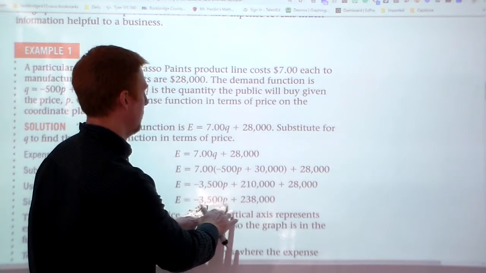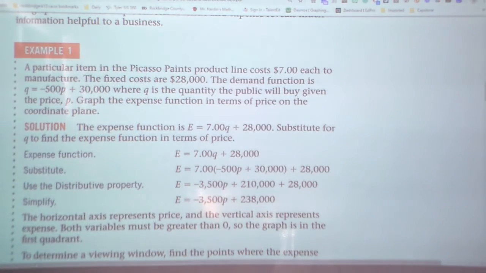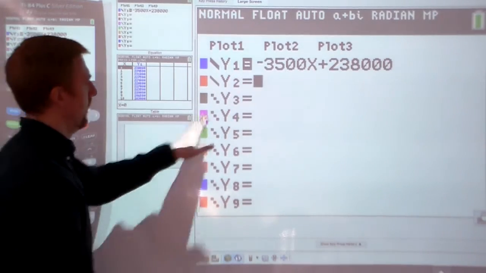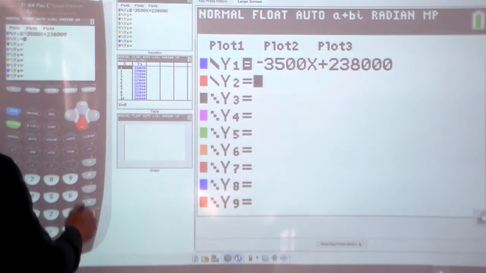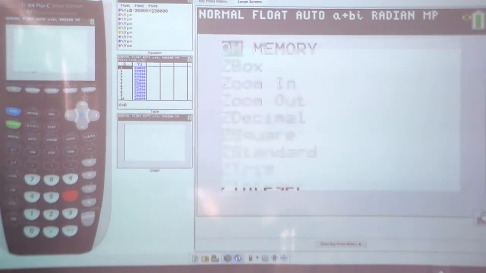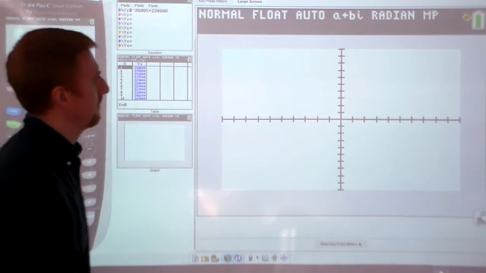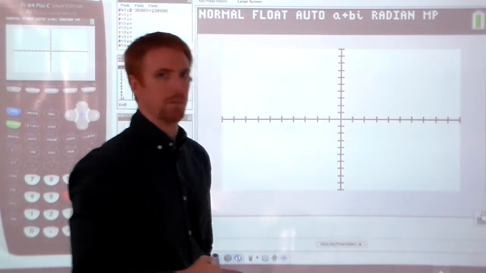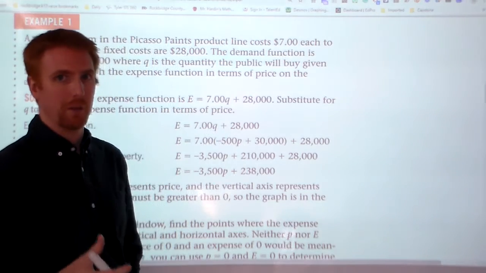Negative 3,500p plus 238,000. Okay, now put that in the graphing calculator. Go ahead and put it in here for y equals, so it's ready to go. So let's take a look at the graph. Now, if I just hit graph right now, and I did Zoom 6 because that's probably where your window is going to be, you're not going to see anything because it probably costs a lot more than $10 to make all this paint. Let's talk about how to get the window set up correctly without really doing any work.